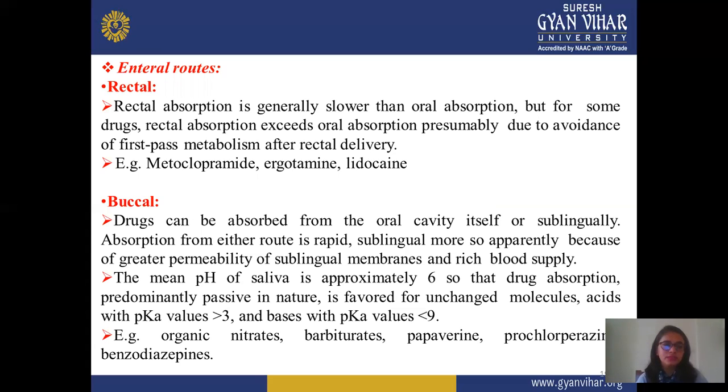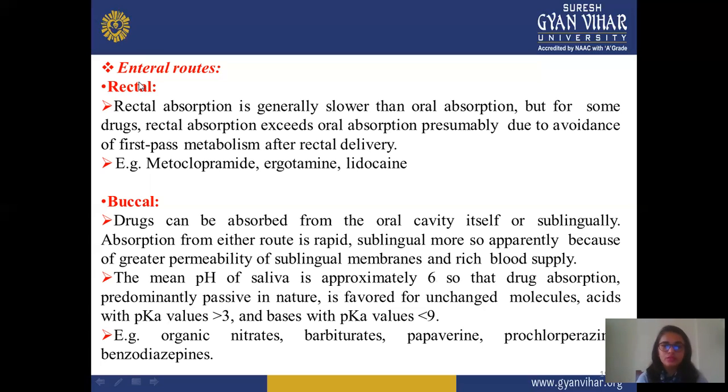Next is buccal. In the buccal route, the drug can be absorbed from the oral cavity itself or sublingually. Absorption by either route is rapid, and sublingual is more rapid because of the greater permeability of the sublingual membrane and its blood supply. The pH of saliva is approximately 6, so drug absorption is predominantly passive in nature and favors unchanged molecules, acids with pKa greater than 3 and bases with pKa less than 9. The buccal route is mainly for formulations required in emergency use because it shows a fast effect.